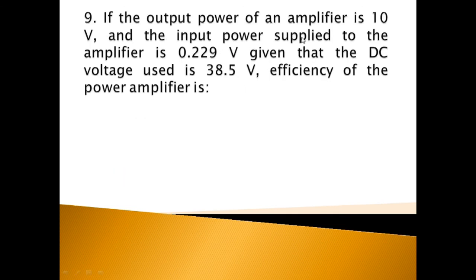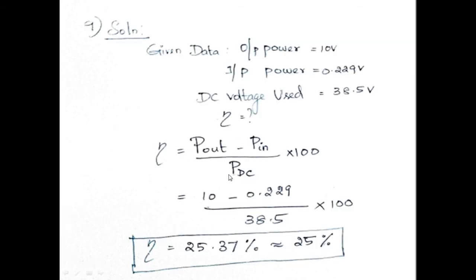Now the 9th question: if the output power of an amplifier is 10 volt and the input power supplied to the amplifier is 0.229 volt, given that the DC voltage used is 38.5 volt, the efficiency of the power amplifier is, actually these are the options, and we are getting the answer as 25%. I will show you, but before that, see the question, the given data is what? Output power, input power, and the DC voltage. So they asked for the power added efficiency, and the formula is P out minus P in divided by PDC into 100 because of representing in percentage. So when you substitute the values, you will get 25.37%, and that is equal to 25%.